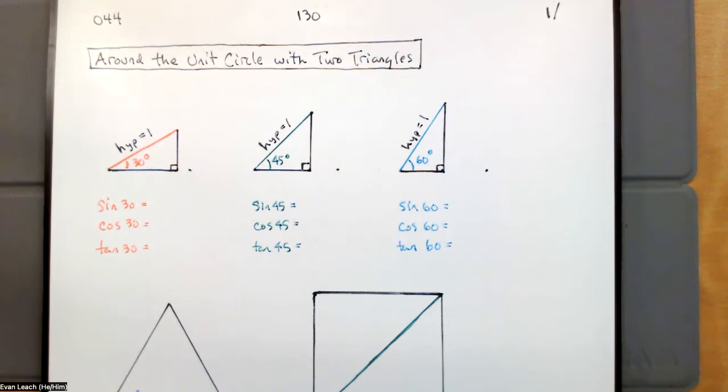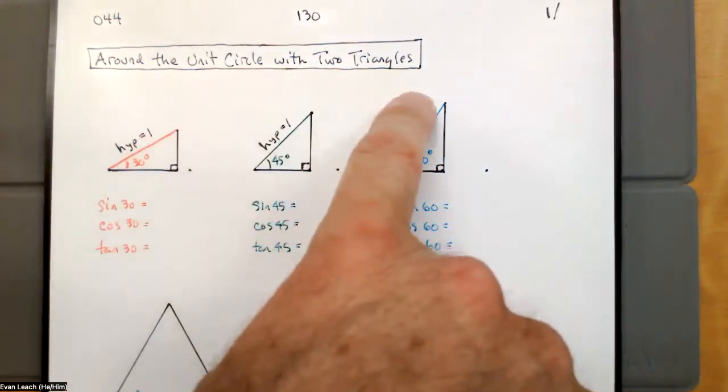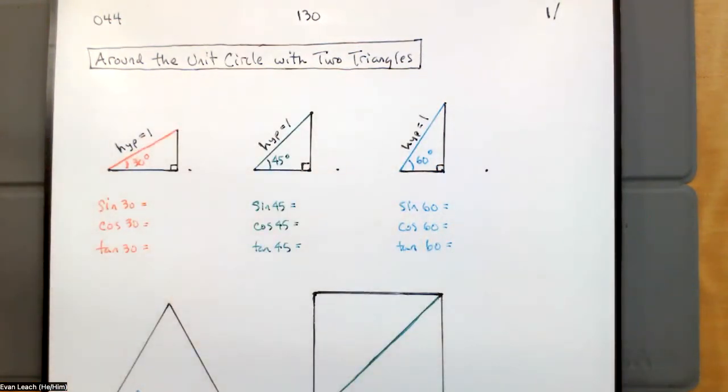Here are the two triangles. I realized that I said around the unit circle with two triangles. Then I drew three triangles. And people are like, oh, dude, this guy teaches math and he can't even count. But you have to remember, there are only three kinds of mathematicians. Those who can count and those who can't.